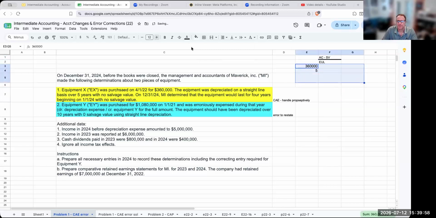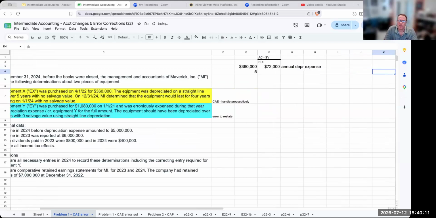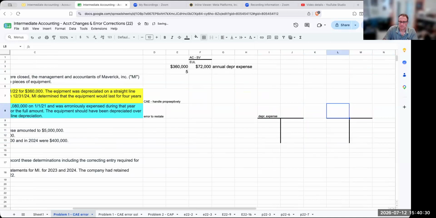So coming over here, essentially the company was taking $72,000 as annual depreciation expense. Now, when I look at how depreciation expense is being reported, when I record depreciation expense, I'm debiting depreciation expense and crediting accumulated depreciation, which I'll call equipment X.